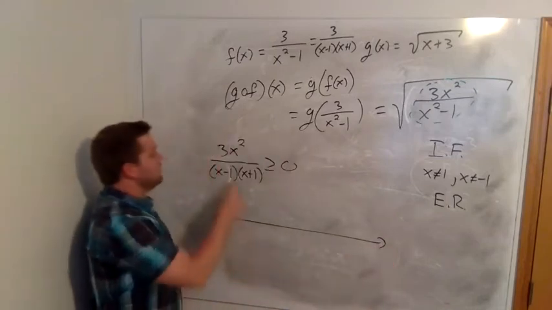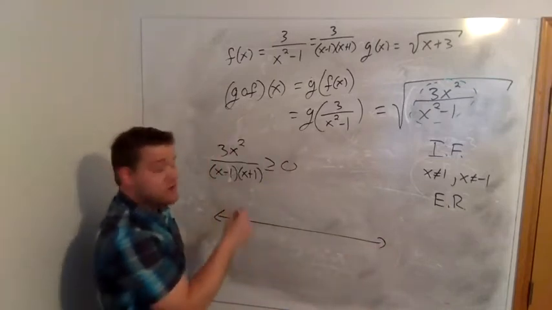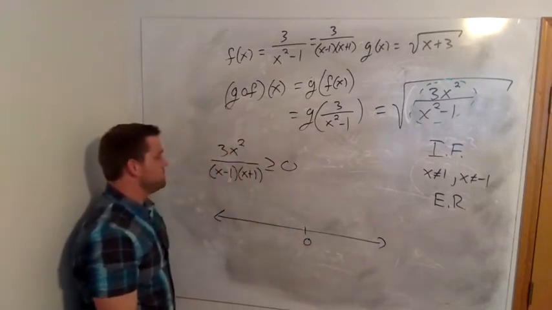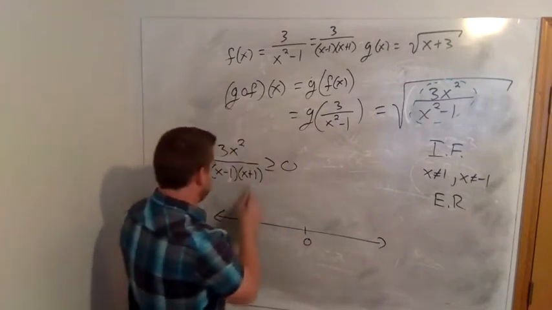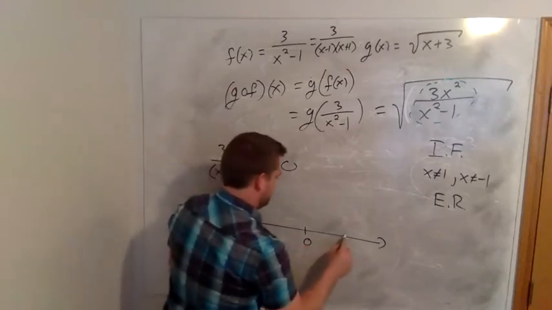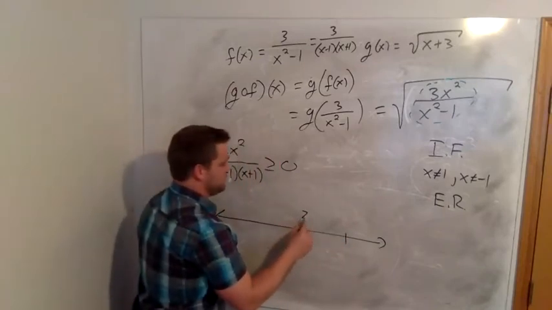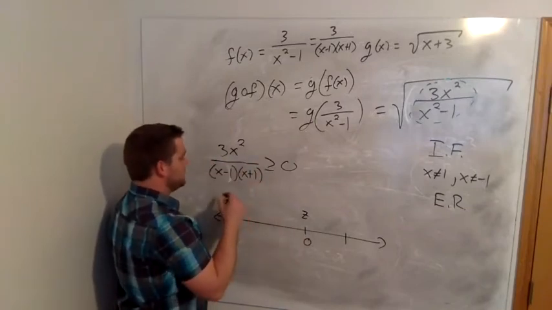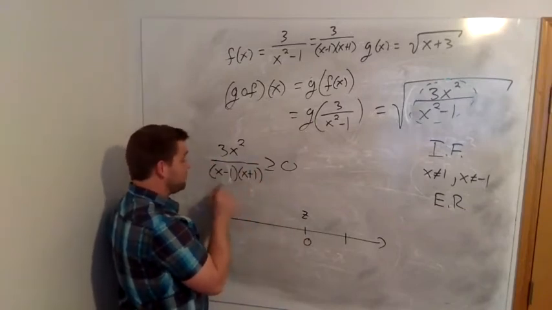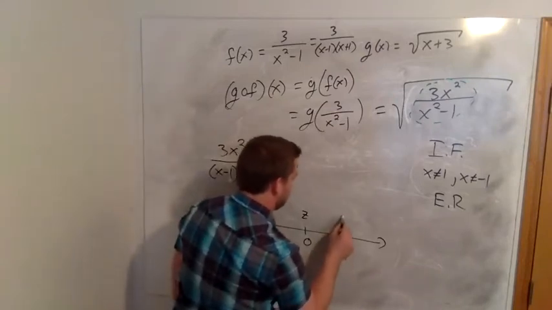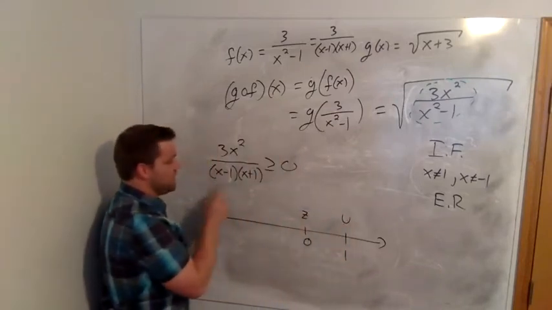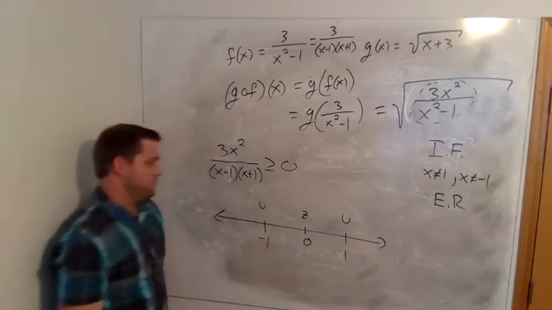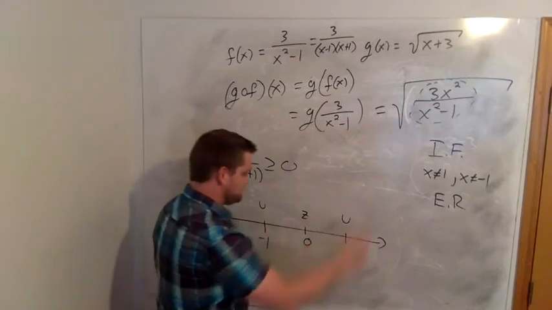Okay. So the x-intercepts, remember, for a rational function come when the numerator is 0. The numerator is 0 when x is 0. I'm going to put a z here. This is the value that makes this 0. Okay, notice that this function is undefined at x equals 1. I'll put a u here to note to myself that my function is undefined here. And also at negative 1, the function is also undefined. These are where the vertical asymptotes would be.